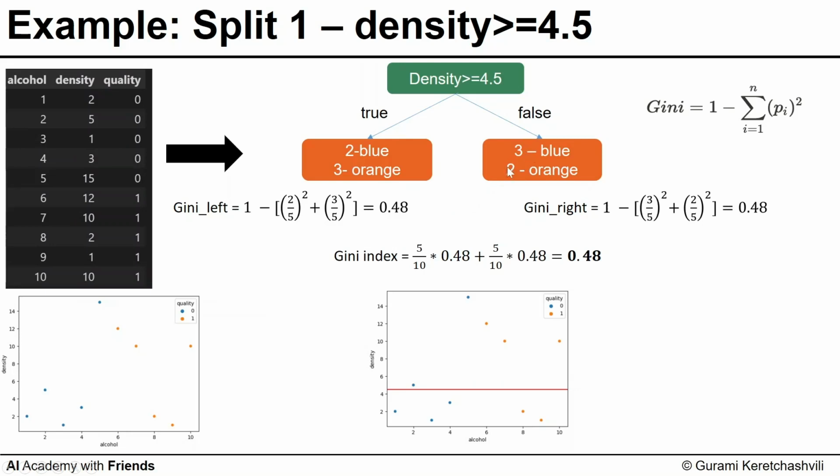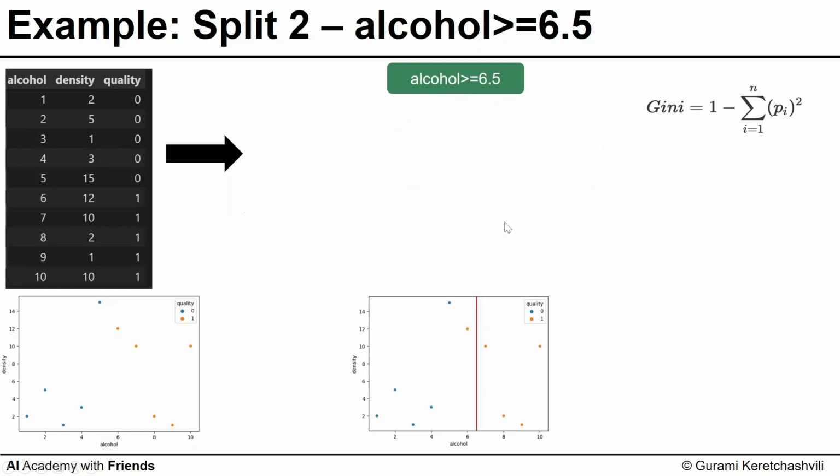The final Gini index of this split is calculated as a weighted sum of the two indexes, which will be 5 over 10, because we have 5 out of 10 in the left side, multiplied by 0.48, plus 5 over 10 multiplied by 0.48. And we will get 0.48, which is the Gini index of the first split. Let's do the same calculation in the second and third split.